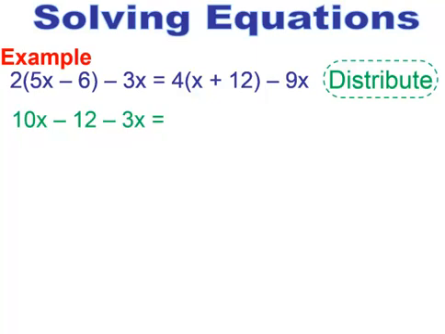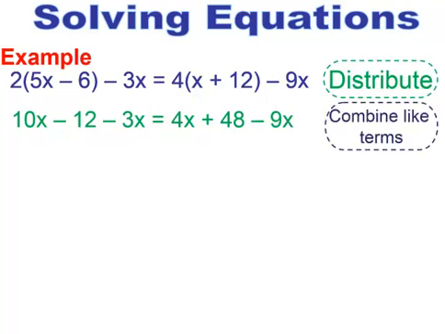multiplied correctly. 2 times 5 is 10. 2 times 6 is 12. I bring down the minus 3x. And I'm doing the distributive property on the right hand side. 4 times x is 4x. 4 times 12 is 48. And I'm just bringing down the minus 9x. Always double check your distributive property to make sure that you did not miss anything.